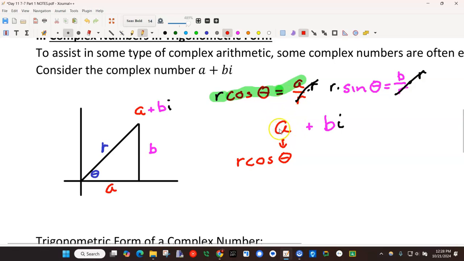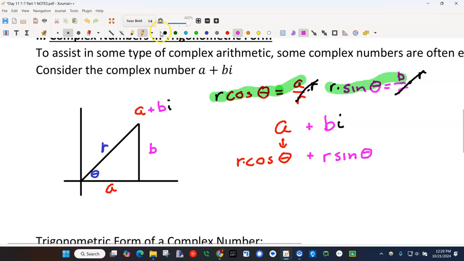So any a value, the real value of any complex number, if you find the radius and find the angle, of course, first, and then take the cosine of it, that's the same thing. They're equal to one another. And on the other side, we just get r sine theta equals b. This is r sine theta.